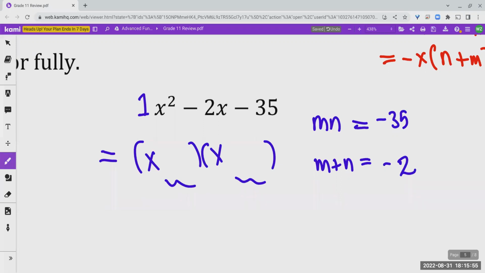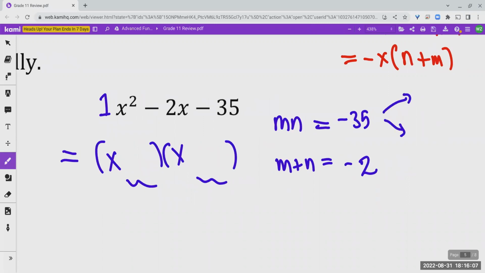What times 1 is 35? I know 1 and 35 is 35. But then they have to add up to negative 2. So the difference between the two numbers must be 2. And obviously that doesn't work. Well, it turns out that 7 and 5 makes 35. Right? And the difference between 7 and 5 is exactly 2. So there, those are my numbers. But one of them is negative. Which one? Well, it must be the 7. Right? Because their difference is negative 2, which means the negative number is the bigger number.